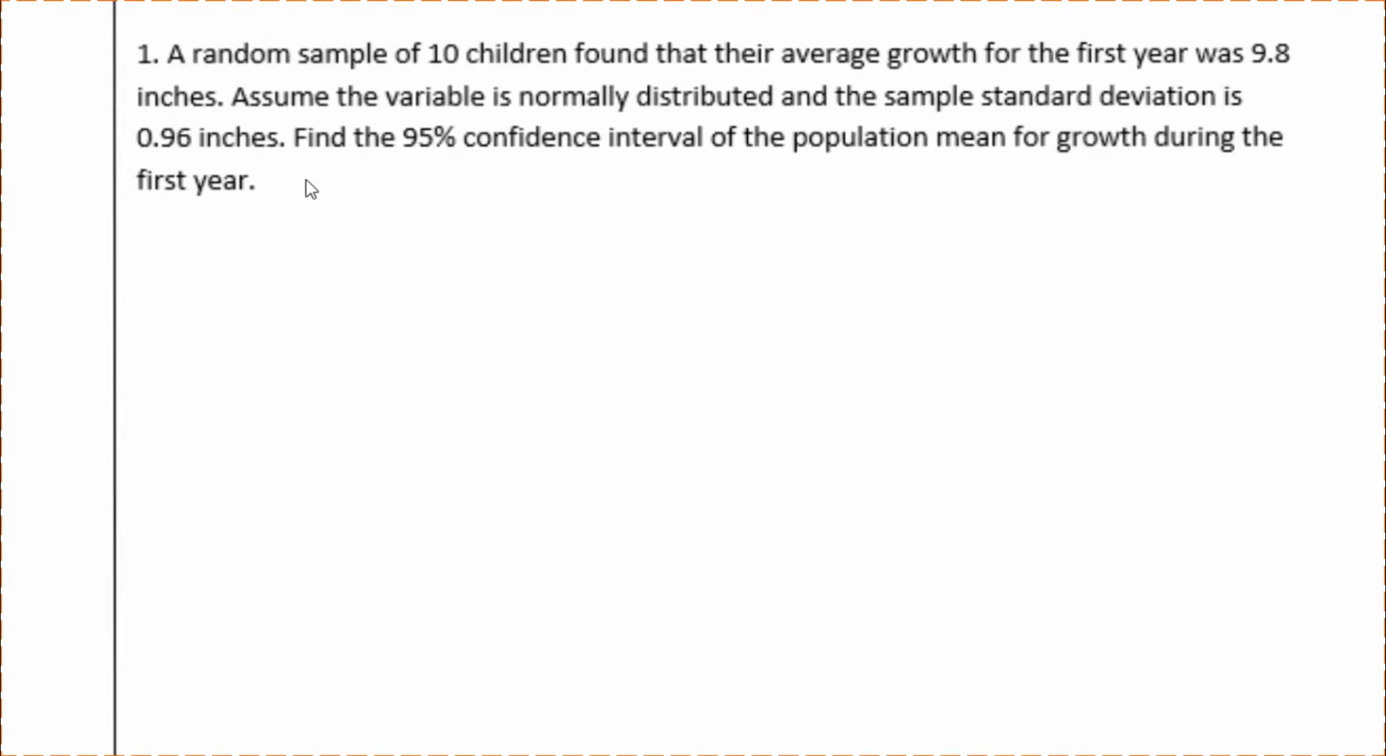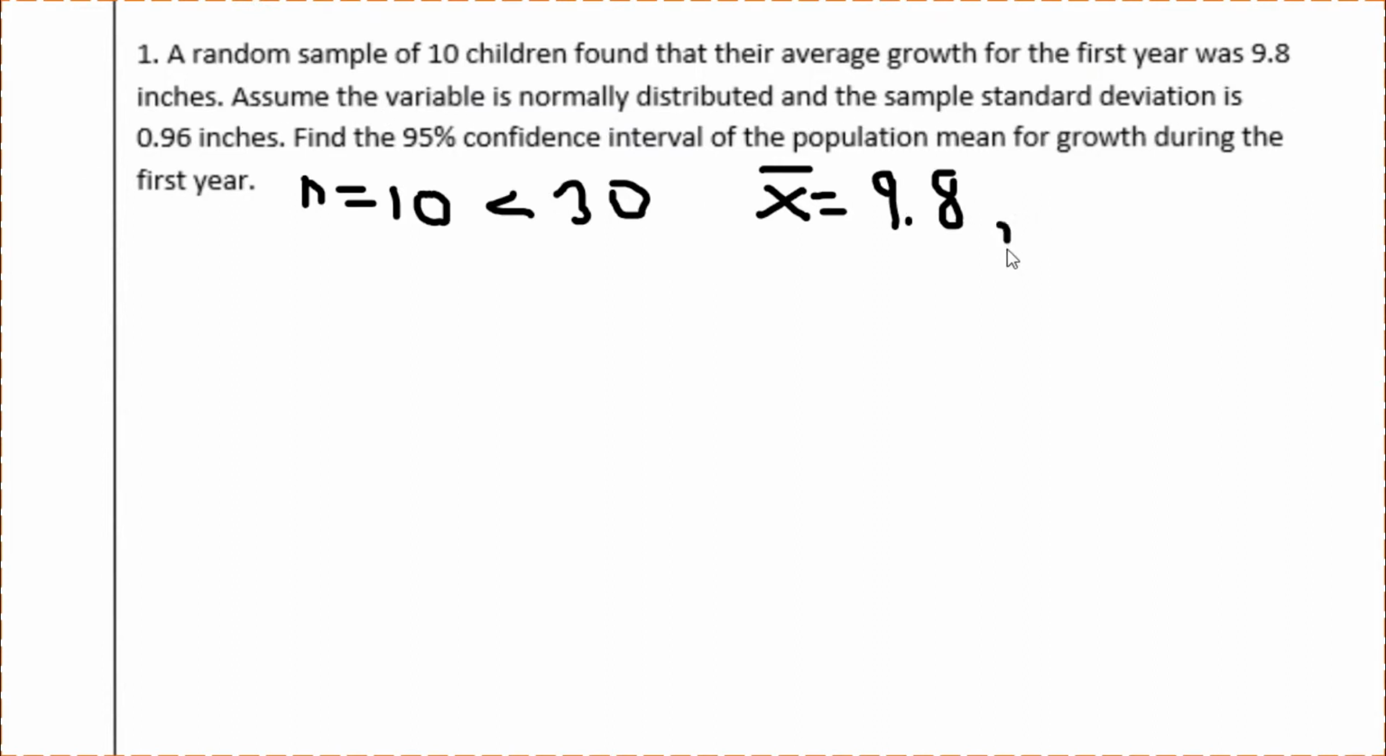So we got a sample size of 10, which is less than 30. So note that we have a small sample size. They said that their average growth was 9.8 inches. So we have x bar is 9.8. That's the sample mean. Assume the variable is normally distributed and the sample standard deviation is 0.96. So we know the sample standard deviation, but we don't know sigma, right? So in this case, sigma is unknown.